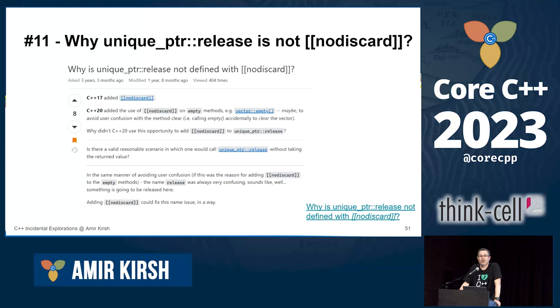And since it's Google, they say, okay, we'll waive that suggestion, and everybody else may have bugs, you're happy, and they just kept it as is without no discard. But you should know that if you call release, you should take the value, or maybe you can use some kind of a wrapper, and say, we wrap it and we add no discard, whatever.